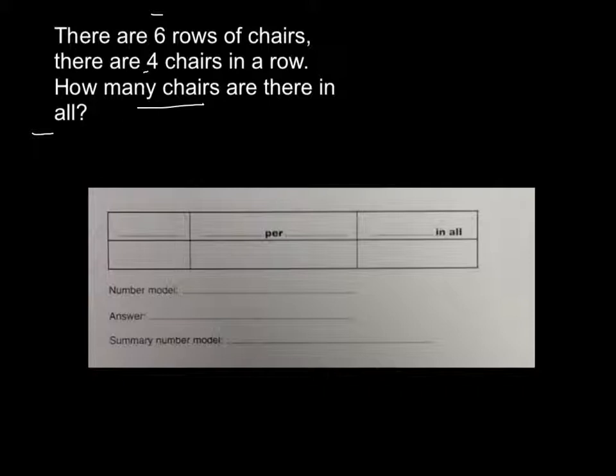So we know we're dealing with some rows. So I'll write rows up top, and there's 6 rows. The next one says blank per blank. Okay, so if we had rows over here on the left, it's going to be blank per row. So it's chairs per row. How many chairs per row did the story problem say we have? Right, there's 4. And then the question states, how many chairs are there in all? So we need to write down chairs in all.